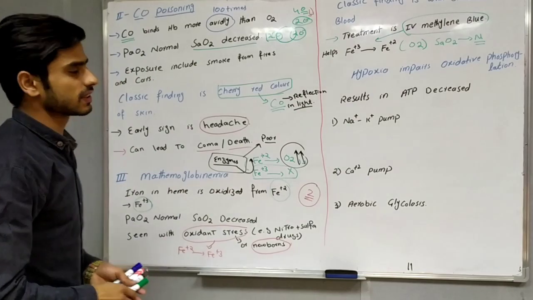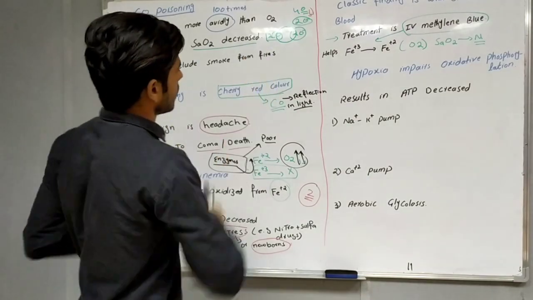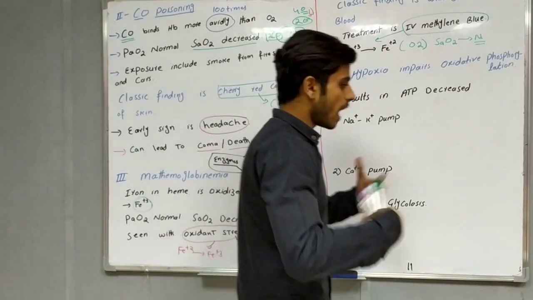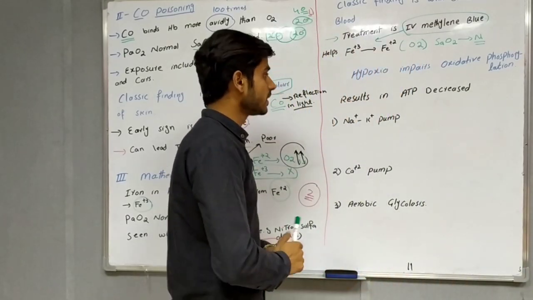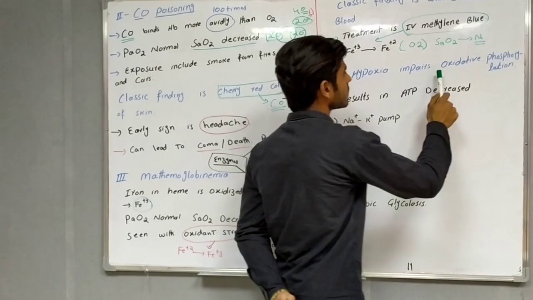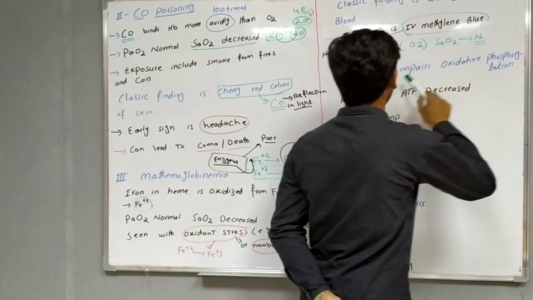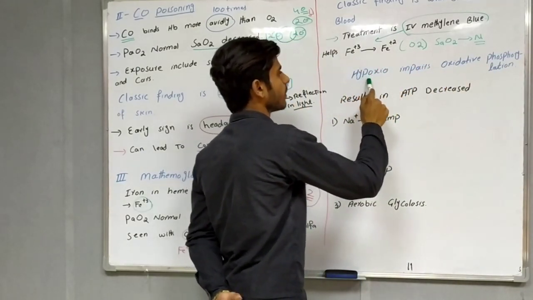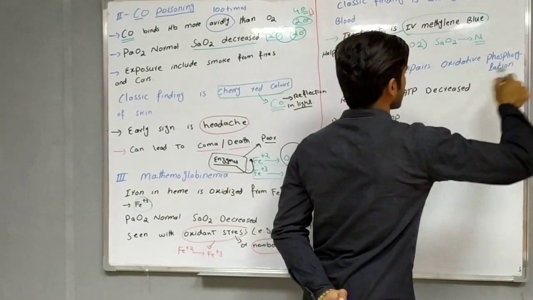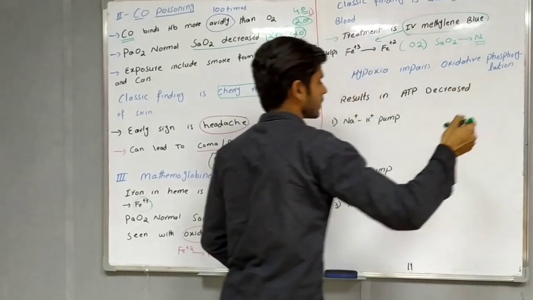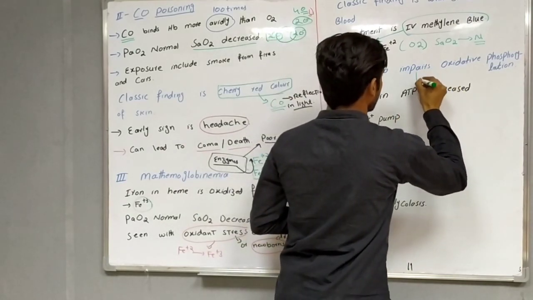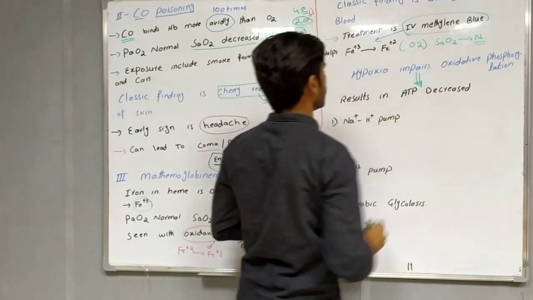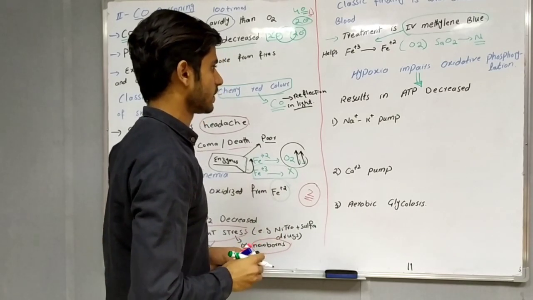So we were just discussing hypoxia. These are all the causes of hypoxia. So how does hypoxia cause cell injury? Basically, hypoxia impairs oxidative phosphorylation. When there is less oxygen, there will be no oxidative phosphorylation. When there is no or less oxidative phosphorylation, it results in decreased ATP concentration.